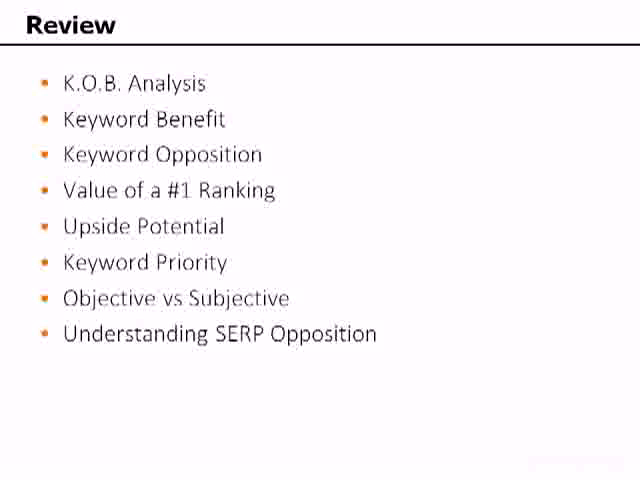But we've covered what KOB analysis is, why it's important, keyword benefit, keyword opposition, the value of a number 1 ranking, assessing upside potential for sites with existing rankings, and developing some keyword prioritization strategy from this KOB analysis. We've looked at why objective data is more important than subjective data in creating opposition scoring and understanding SERP opposition.